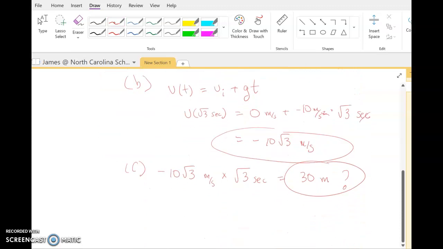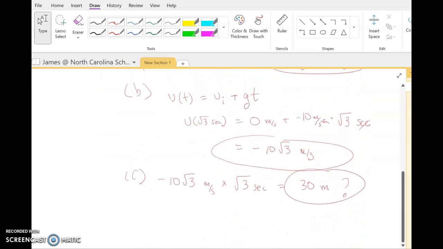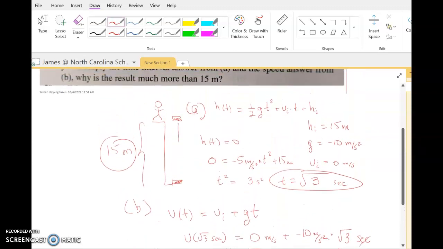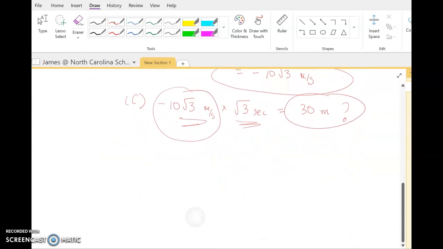So what happened? Well, speed times time equals distance assumes that this is the average speed. And this is not the average speed. This is the speed at the end of root 3 seconds of fall. So the object is falling all the way down, going faster and faster and faster. So it starts out barely moving, and it's faster, then it's even faster. So its average speed is not as much as this speed here.